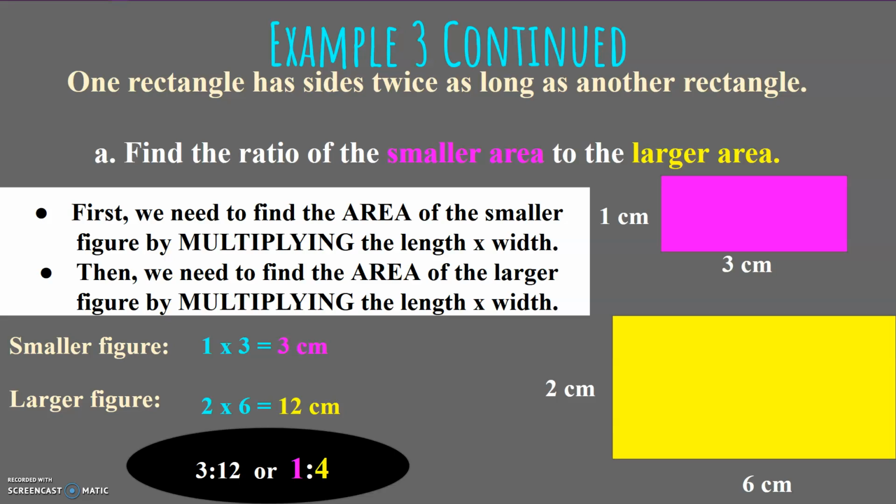Therefore, we know that the area of the larger rectangle is 4 times as large as the area of the smaller rectangle, even though the sides are twice as long. It's very interesting to think about. The sides are twice as long. The area is 4 times as large.